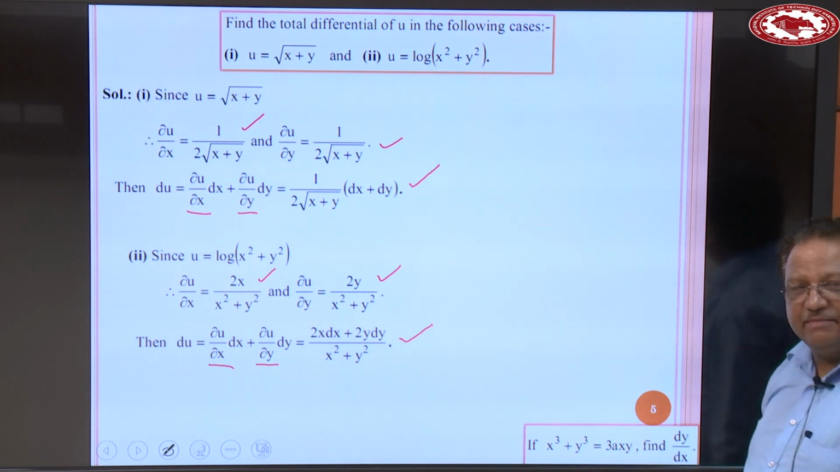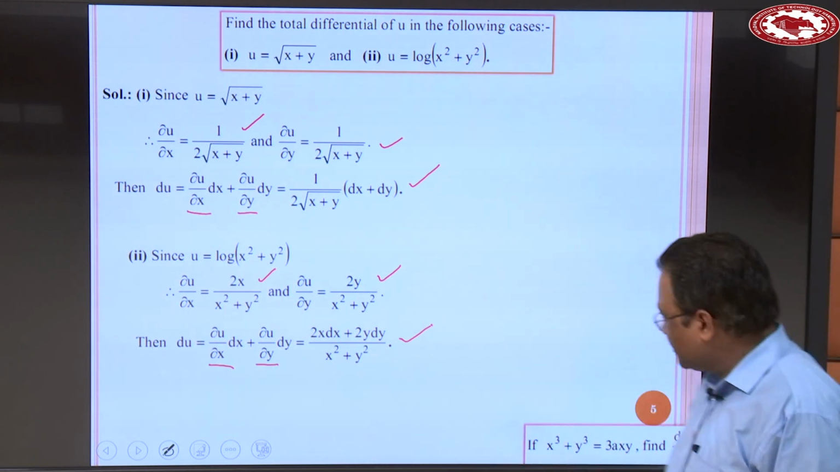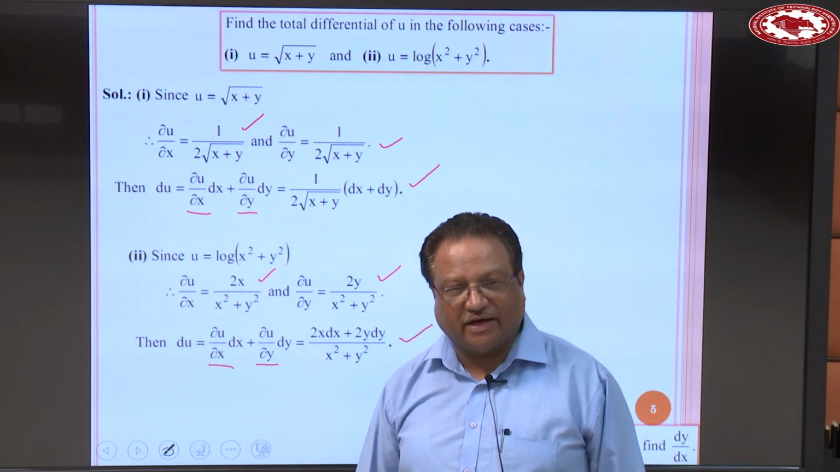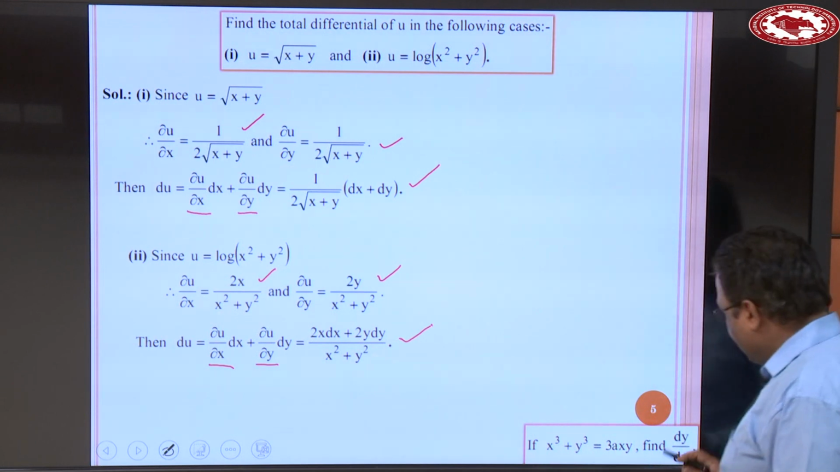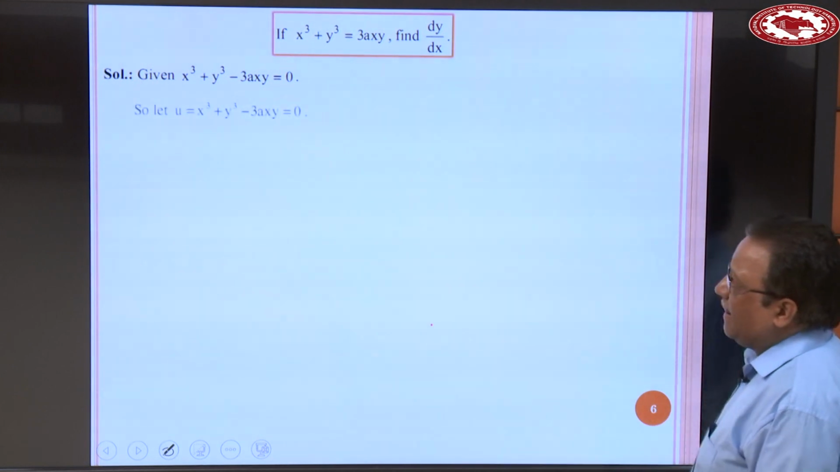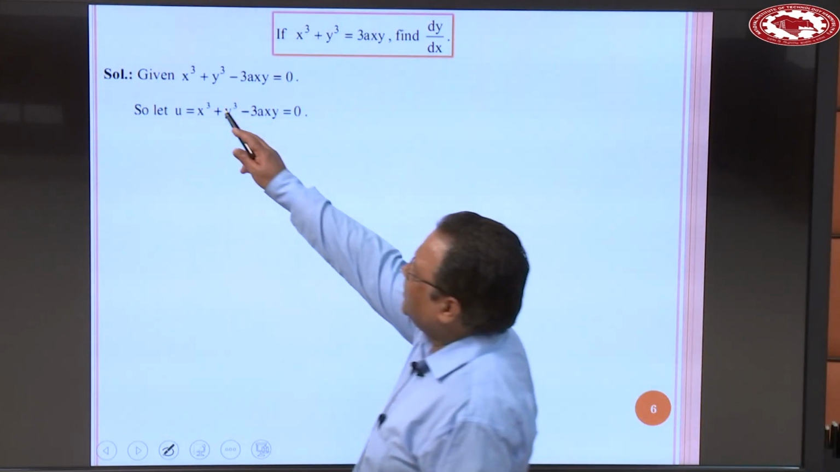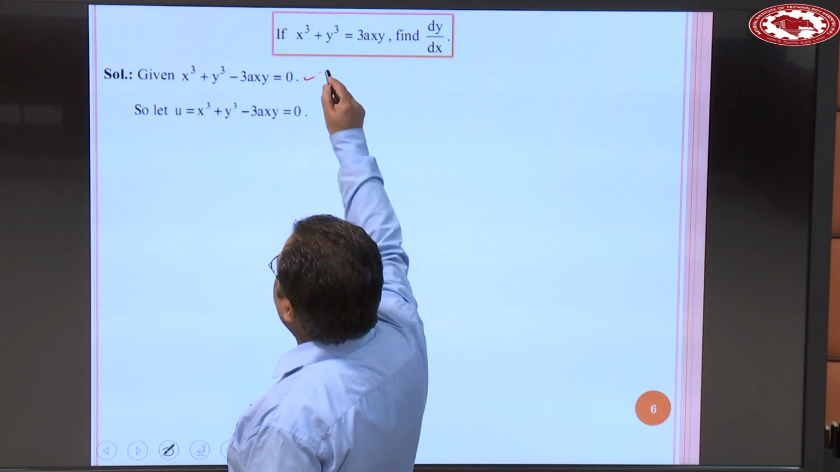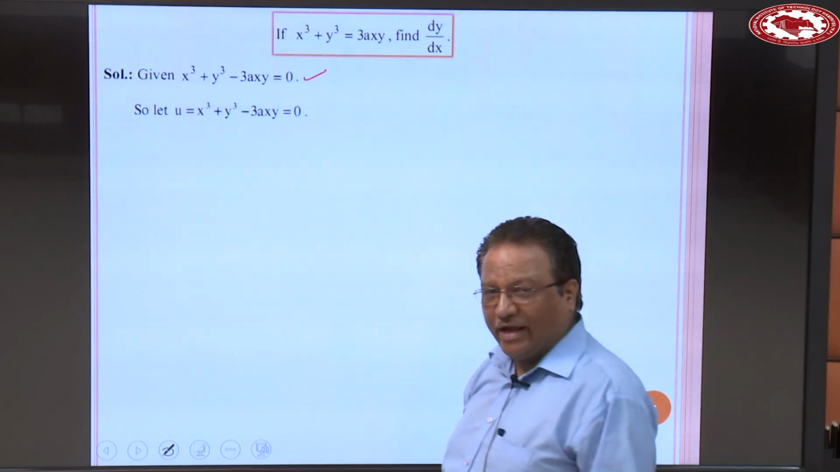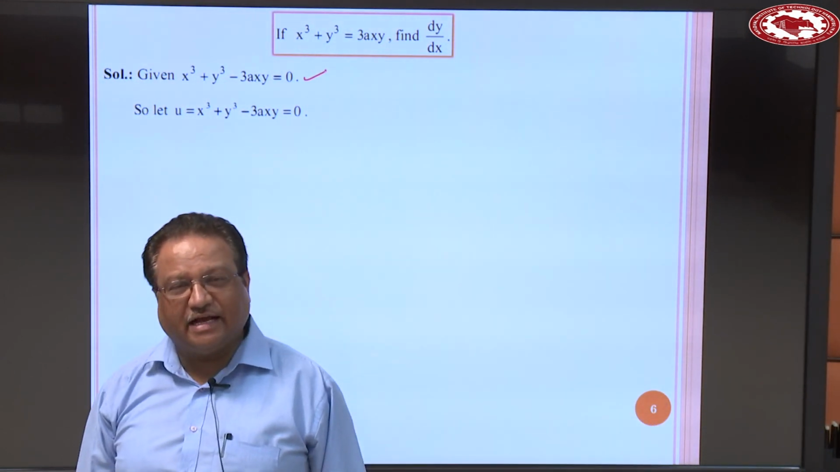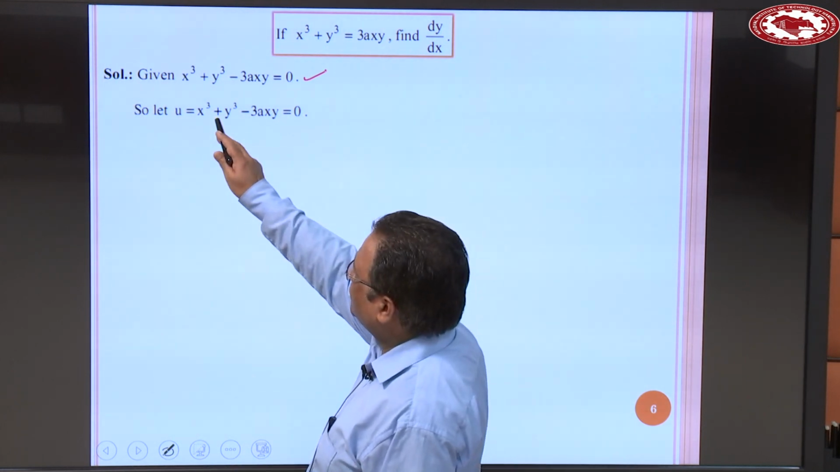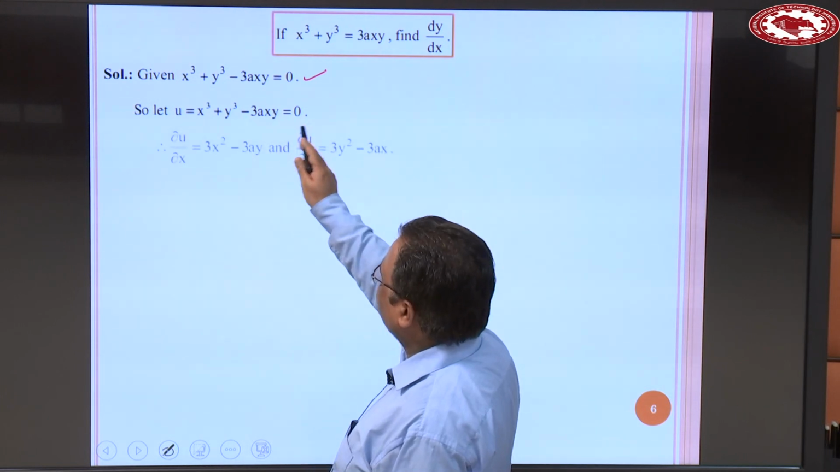Now, one more question, a very simple question. If x³ + y³ = 3axy, find dy/dx. Now, what is given? x³ + y³ - 3axy = 0, this statement is given. Now, we cannot represent y in terms of x, and we cannot represent x in terms of y, right. So, write u = x³ + y³ - 3axy = 0.